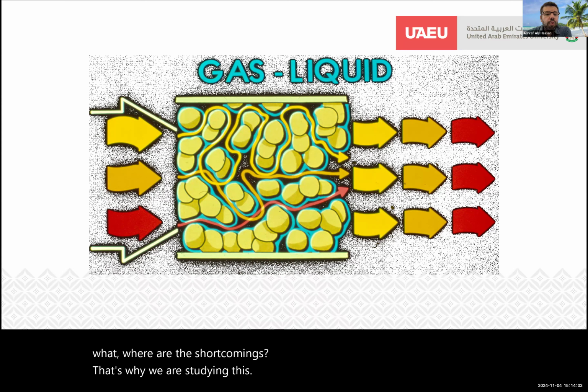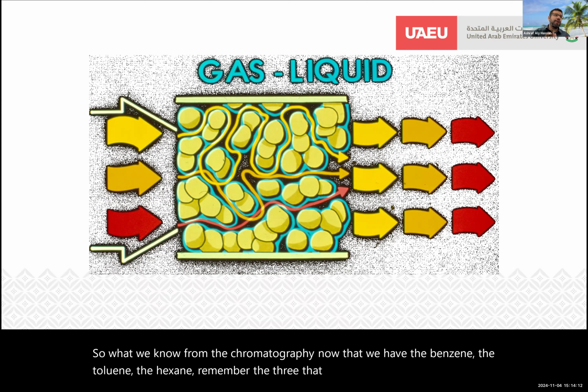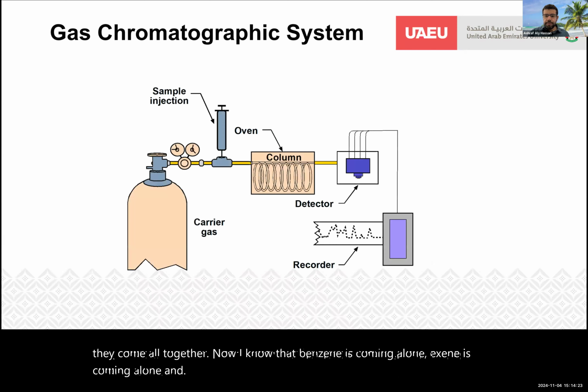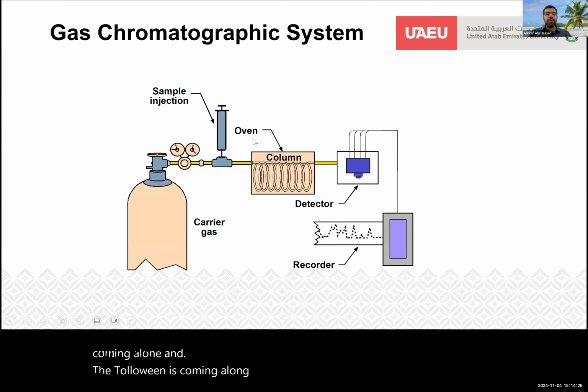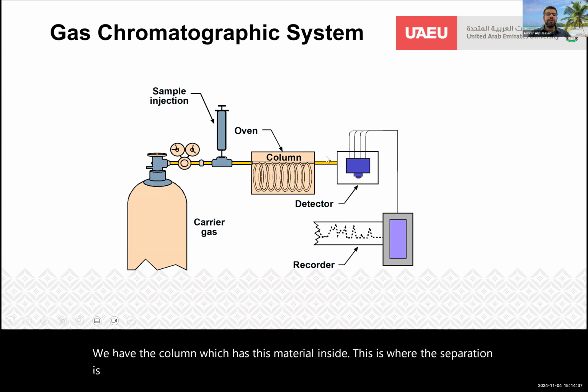So what we know from the chromatography, now that we have the benzene, the toluene, the hexane. Remember the three that we used as an example earlier? They come all together. Now I know that benzene is coming alone, hexane is coming alone, and the toluene is coming in. So in gas chromatography, we have the column, which has this material inside. This is where the separation is happening, okay? So this part here is the actual separation.